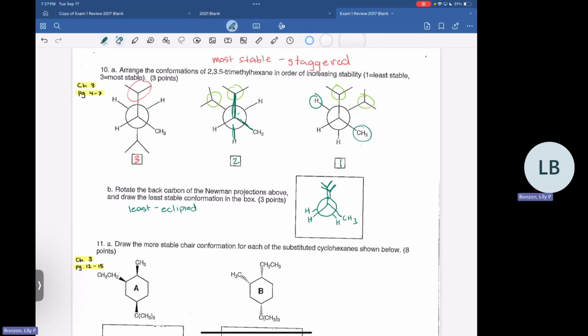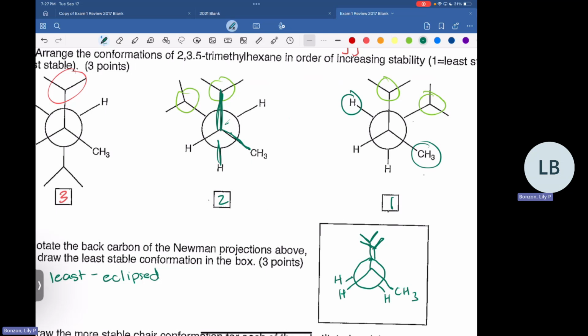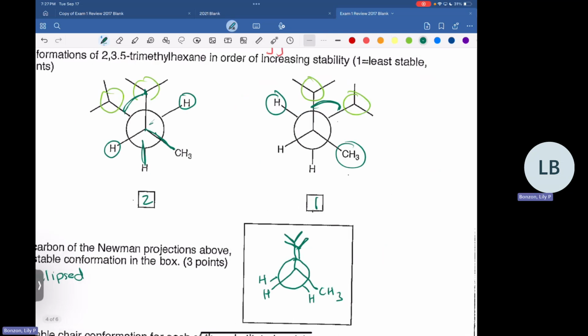So in the middle, both of them have that big interaction between the 2 isopropyls. So we can't automatically make a decision there. So then what we have to do is look at what each of those isopropyl groups are next to. In the middle, the isopropyl is next to a hydrogen, and the other isopropyl is also next to a hydrogen. Whereas on the right, one of the isopropyls is next to a hydrogen, but the other one is next to a methyl group, which is bigger than a hydrogen.